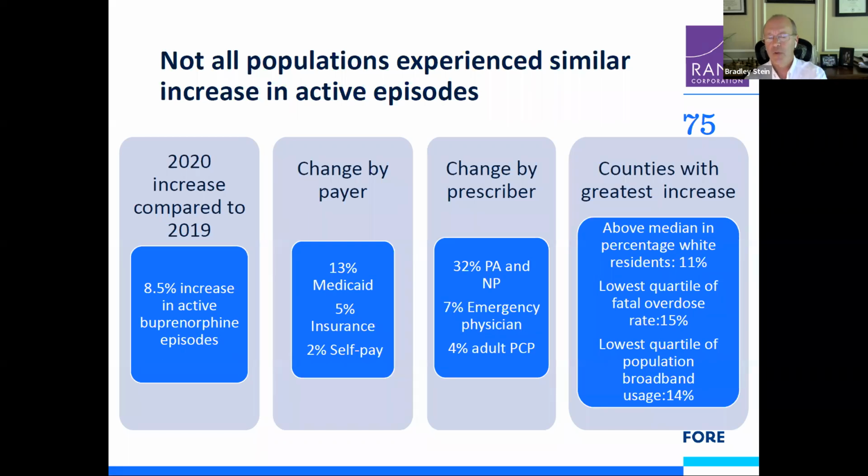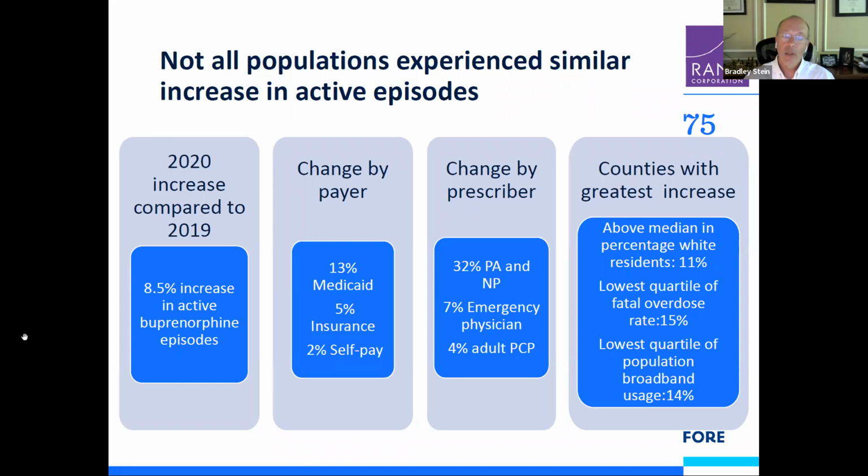The other thing that we found somewhat surprising is that the greatest increase in terms of episodes was in the counties that had the lowest broadband penetration. So one of the things we think about in telehealth is people being able to access and use telehealth services. And so we were a little surprised that those counties where the broadband to support telehealth was least present were the counties that had the greatest increase in episodes.